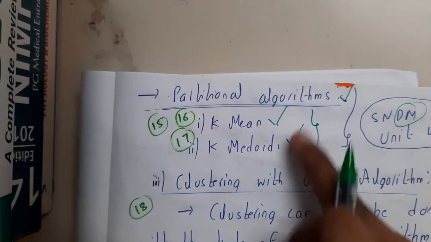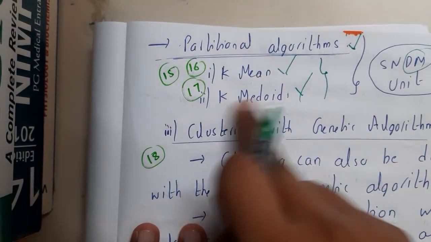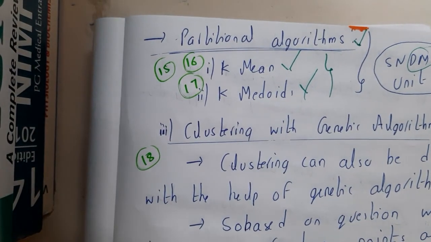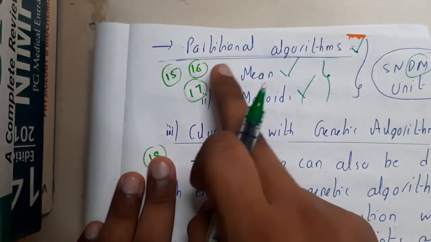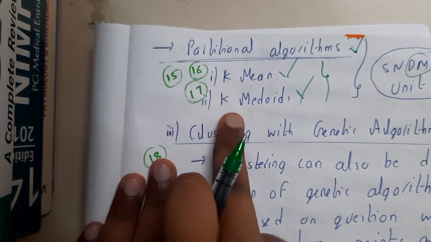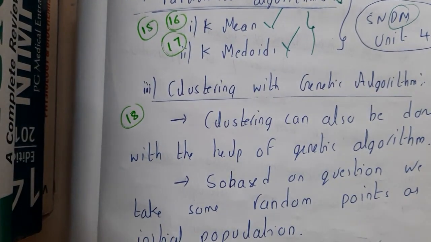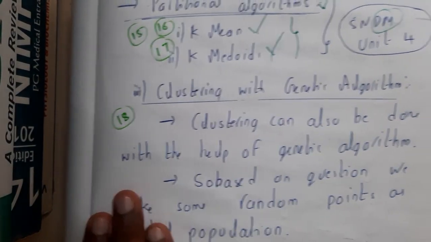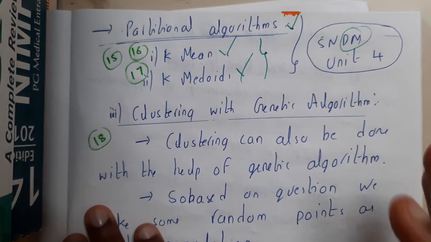In the next lecture I'll be discussing clustering with genetic algorithms. I'll be adding these videos to the playlist, so there is no need for you to search for them. You can directly follow the playlist and continue with the partitioning algorithms, then k-means, then k-medoids, and after that continue with clustering with genetic algorithms. I hope everyone got a clear idea. In the next lecture, let us continue with clustering with the genetic algorithm.